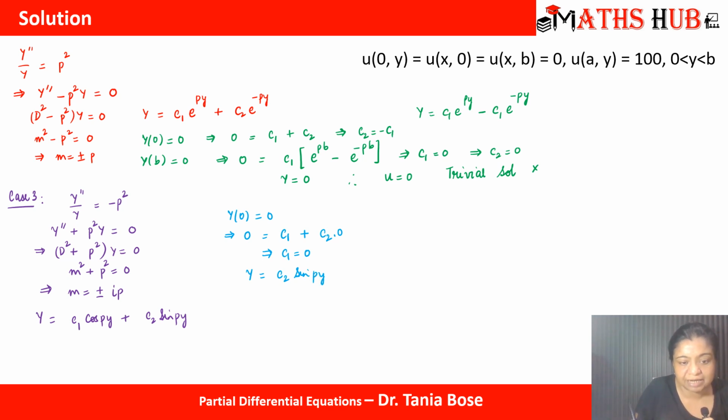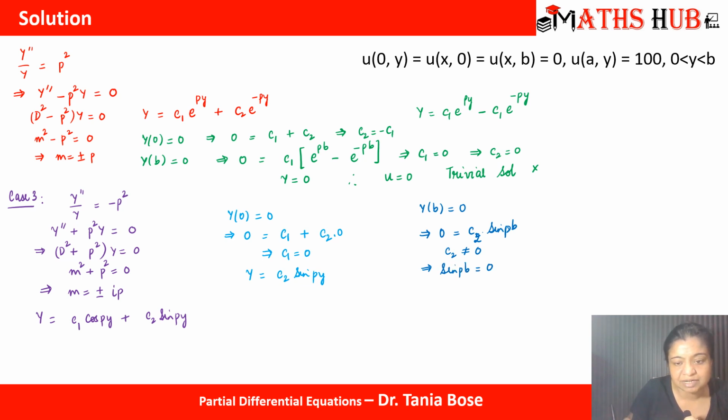Now let us apply the second condition. The second condition says y at b is equal to 0. So what does this imply? 0 is equal to C2 sin pb, right? Now, if C2 happens to be 0, what will happen? Again, y will become 0 and that will lead to a trivial solution. So only this case is left. So what we say is that we have another option, that C2 cannot be 0. If C2 is not 0, but the product of these two terms is 0, so what does it imply? That sine pb has to be 0, right?